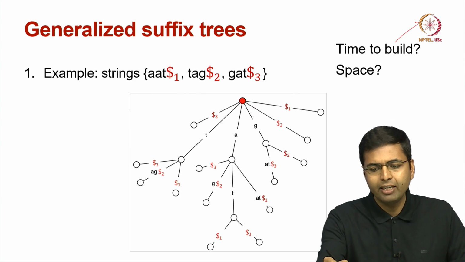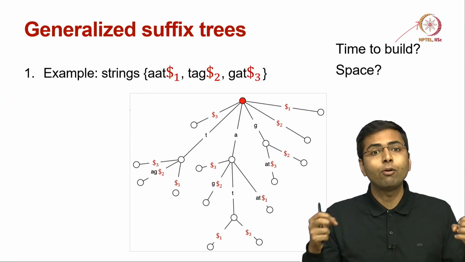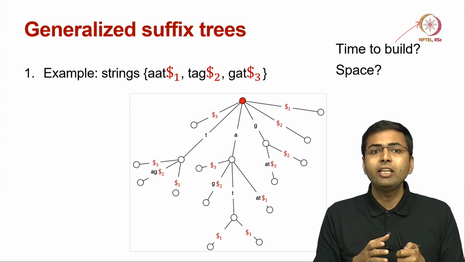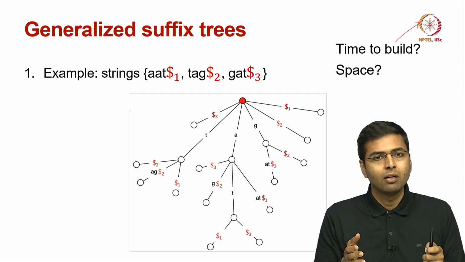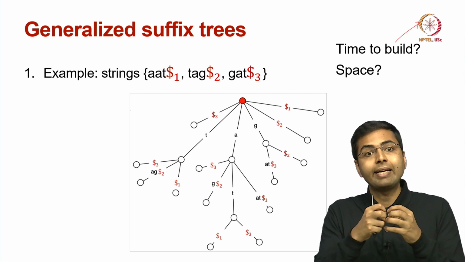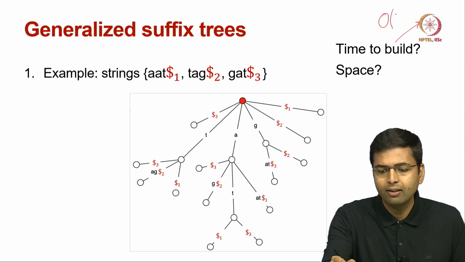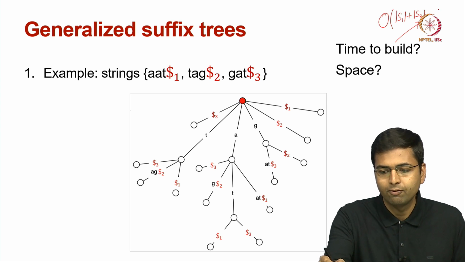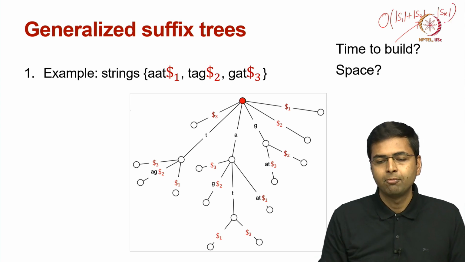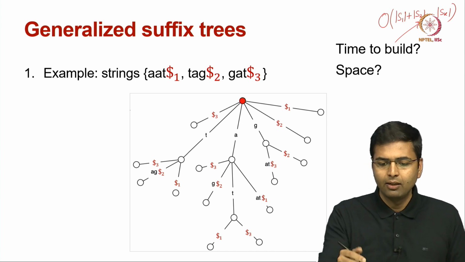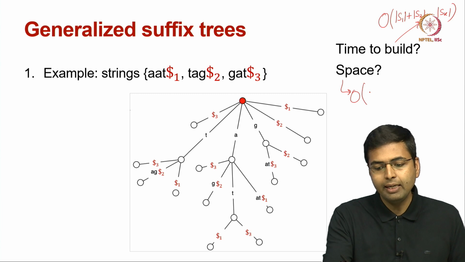So, the time to build is basically the sum of the lengths of all the strings, because we know that for a given text t, suffix tree construction works in linear time. Now, in this case our text is the concatenation of all strings. Therefore, the time to build is order the summation of the lengths of all the strings. And because suffix trees also occupy linear space, as we have discussed before, the space complexity is also linear in the sum of lengths of all the strings.